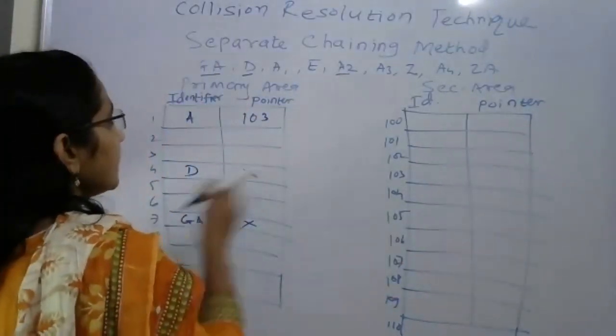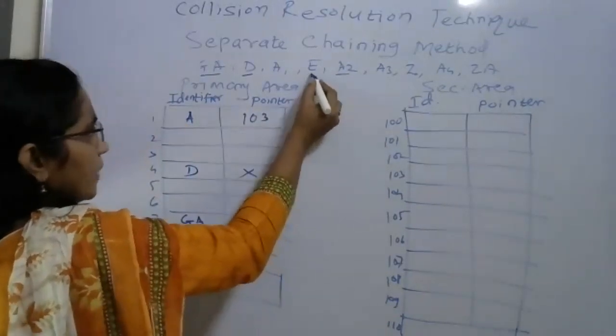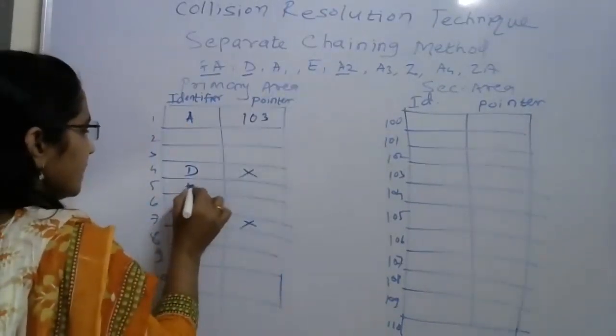So now you go for the next, E. What is the address of E? 5. So you just write down E here.